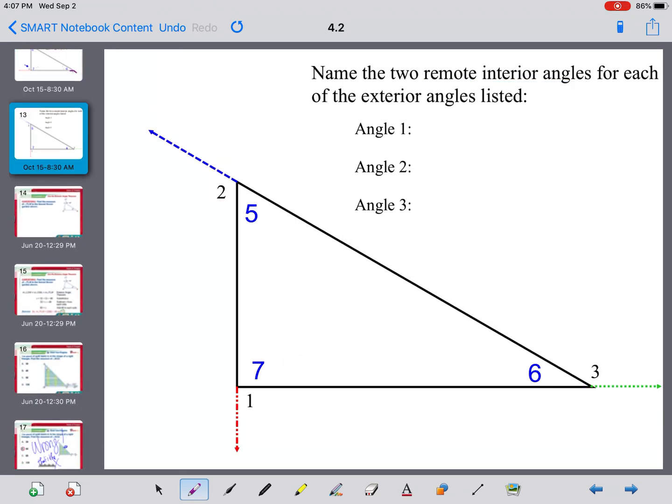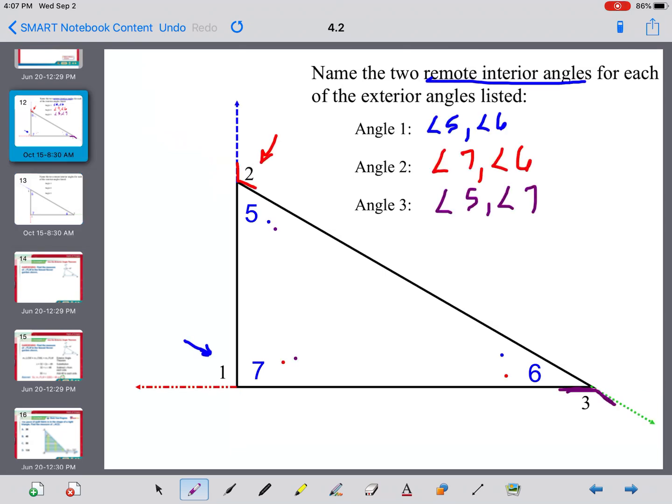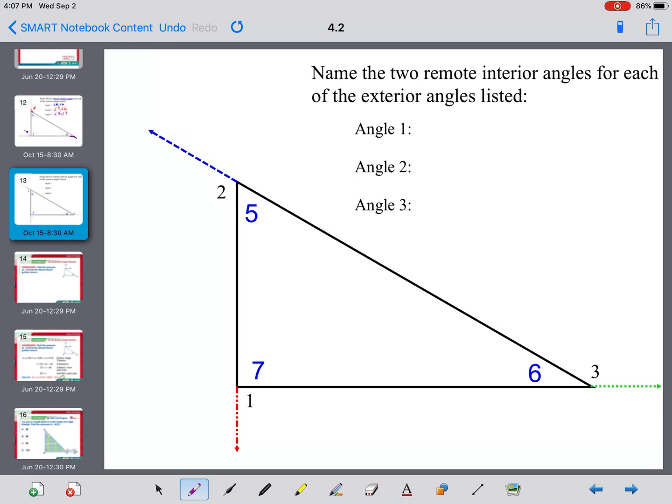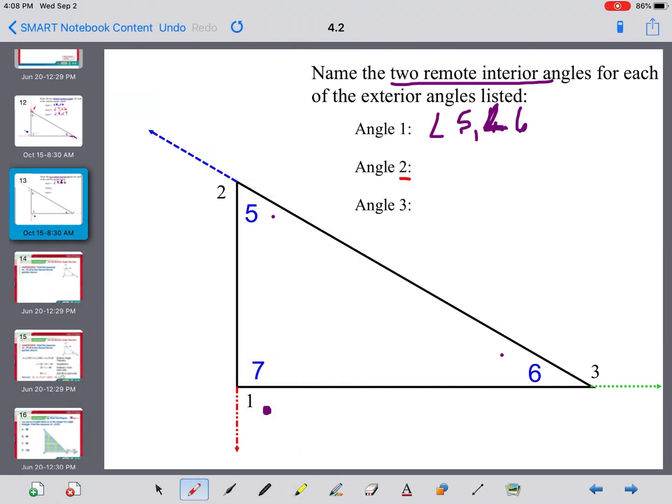So you need to be able to hunt those things down, break those things out, pay attention to the details, because it's going to be important to a ton of problems that we do along the way here. Now, notice what I did here. I flipped that picture. Same picture, I just flipped where the exterior angles are created. You see it? Okay, so angle 1 is here, and we want to know the two remote interiors. So for angle 1, the remote interiors are 5 and 6.